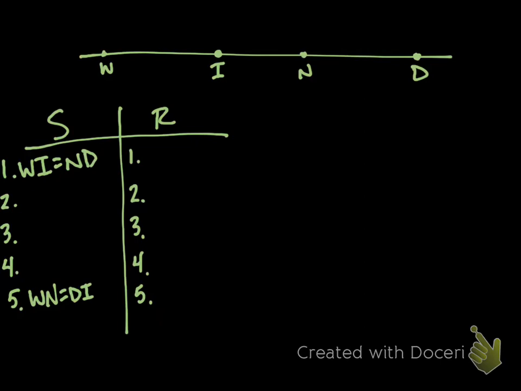Remember our statements and reasons column here. We have some information given: WI equals ND. All right. And since that's given, our reason for that is just given. And we like to mark this up on our picture. So WI is congruent to ND, or their measures are equal.